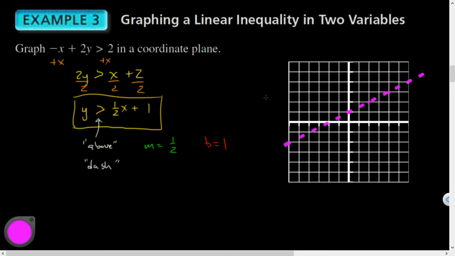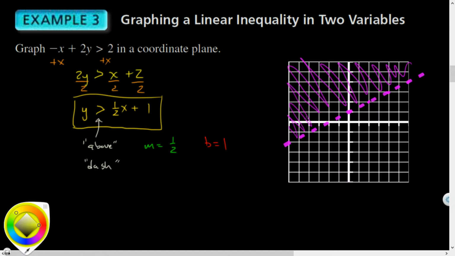And now which points are my solutions? The ones above or the ones below? Above, because greater than, okay? And so now I just go and shade everything above that, like so. All right, so let's actually talk about some of the solutions here.